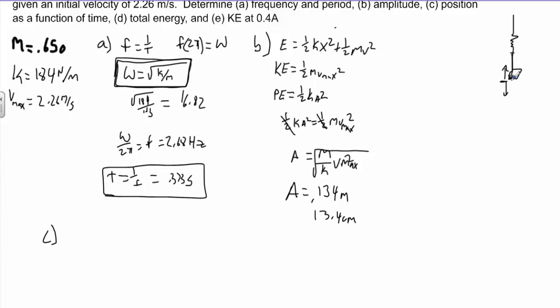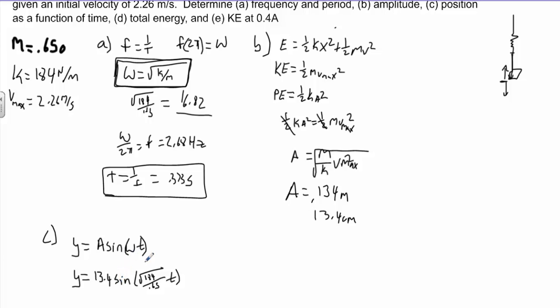Well, since it started right here at the middle, we know that it started at equilibrium and went up, so we don't have to worry about a phase angle. So we can just say y equals A sine omega t. Well, we know all these things. y is the position as a function of time. A, we just found, is 13.4. Sine omega, I found omega right there. If I wanted to, I could rewrite it as that. I probably will, because it's more precise to write it as the square root of 184 over 0.65 times t. So there's the position as a function of time.